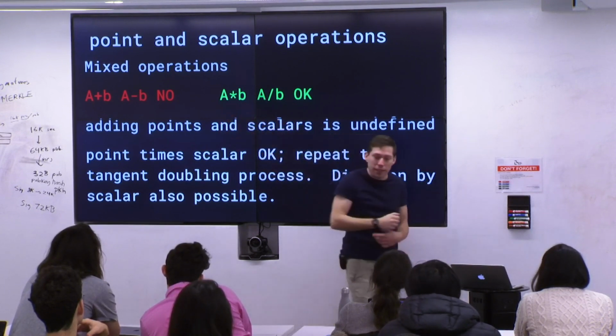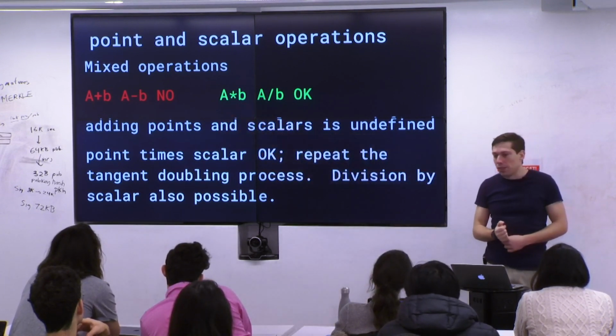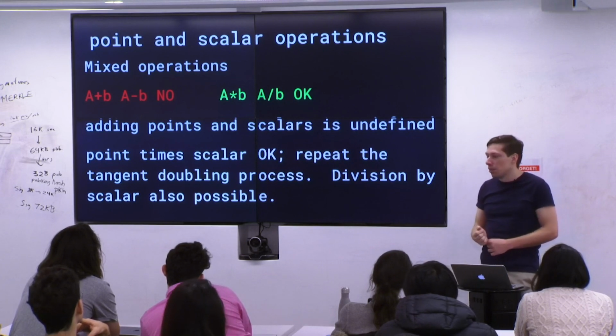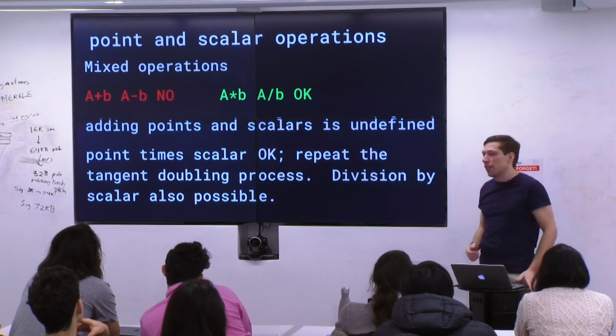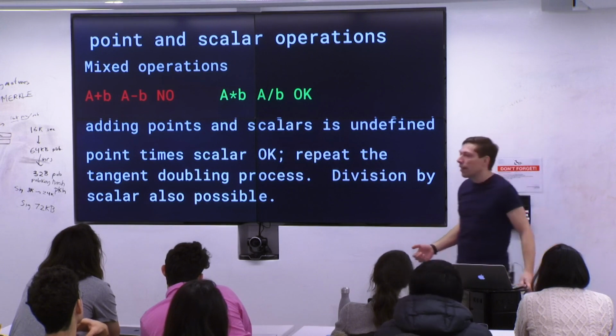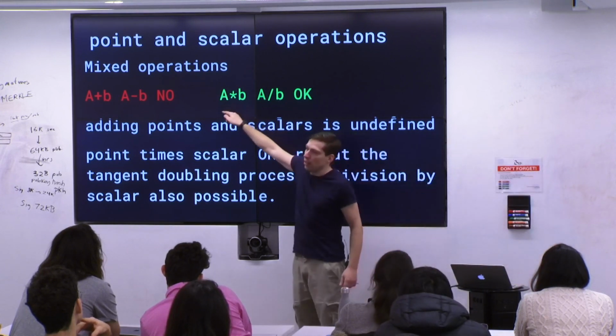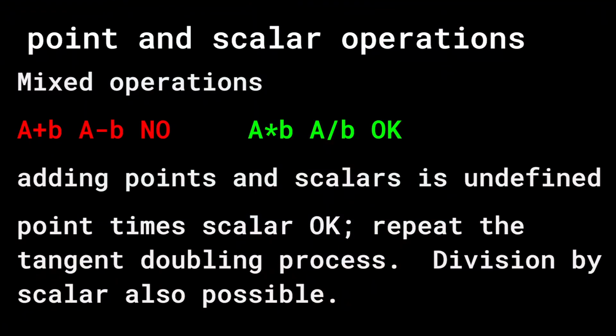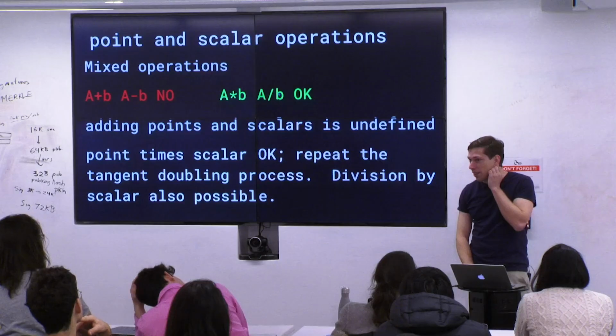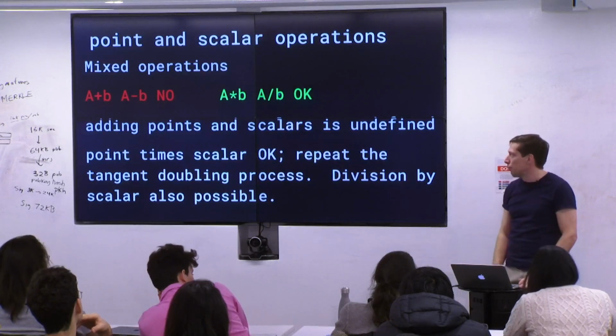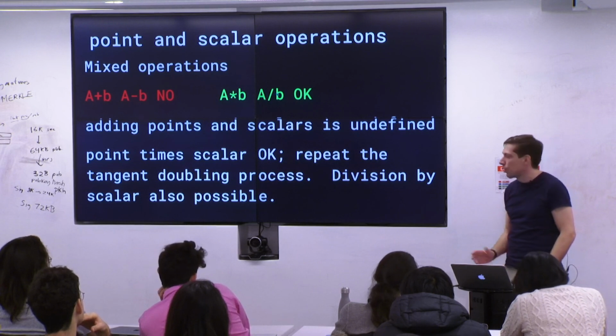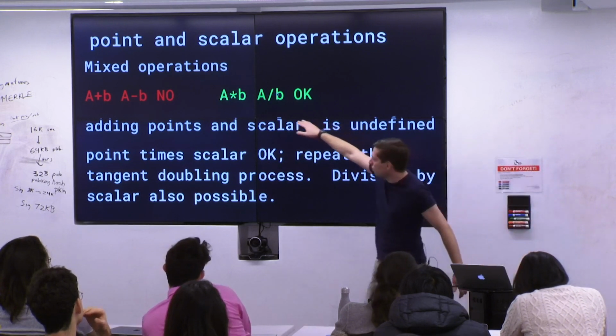You can multiply and divide. So you can say, well, a times 2, you take the tangent, right? It's just a plus a. Or a times 7, we just break it down as a plus a plus a, and so on. We can also divide, which is a little weird because we have to find the inverse of b and then multiply by that. Like the multiplicative inverse of b modulo the order of the group. But anyway, you can do these.